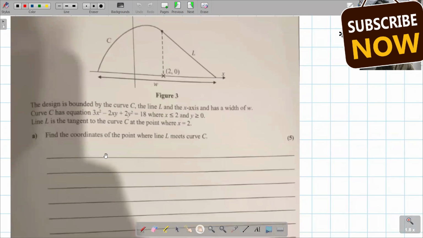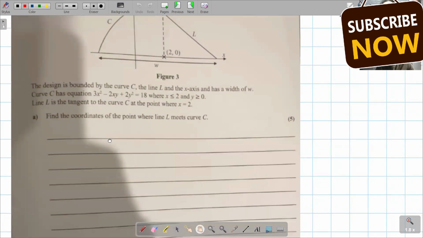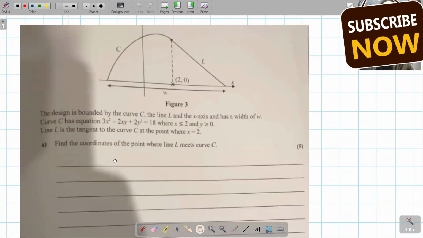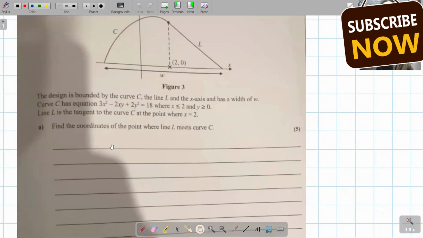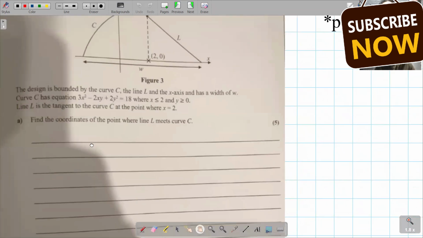So here the design is bounded by... it is a design of something. I couldn't see, I couldn't copy actually. It was a design of a bridge, I think. I don't know. So you will see.